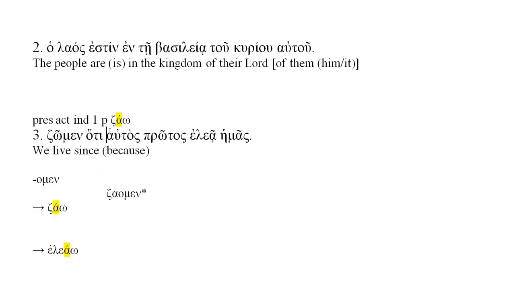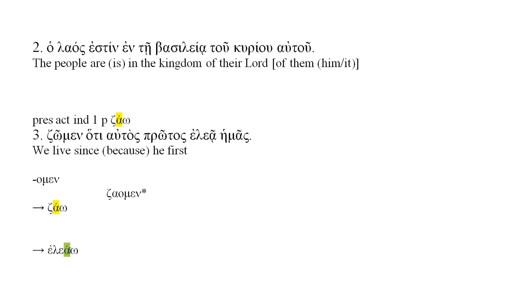So back over here we have a nominative masculine singular pronoun. That could be he or it. It won't be she because she would be a feminine ending. So let's leave it as he for right now. Protos means first. It is an adjective, sometimes used like an adverb if it's modifying a verb. So he first. Now we have another contract verb here, and it is our verb eleao.